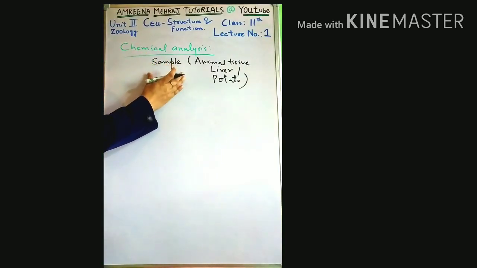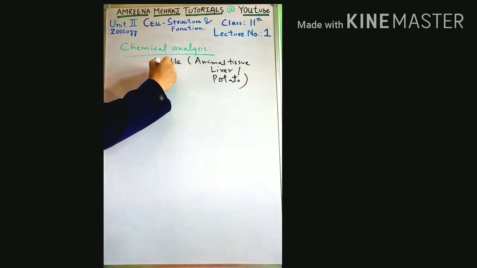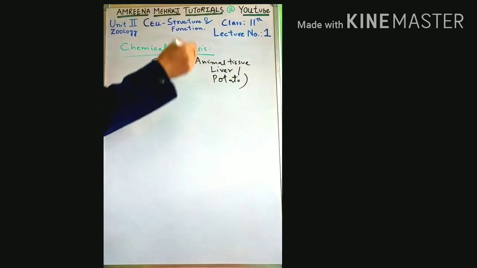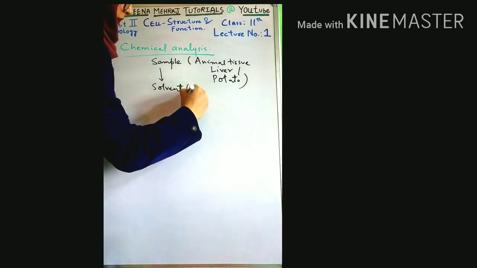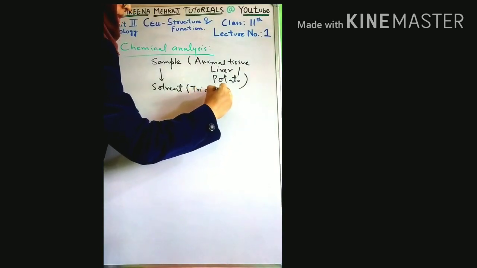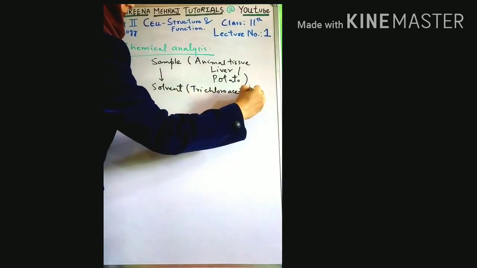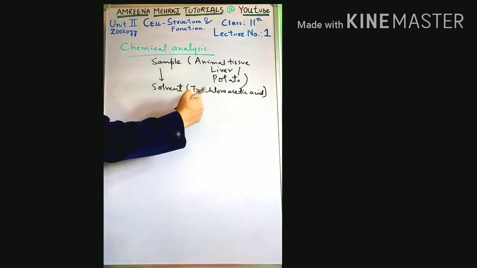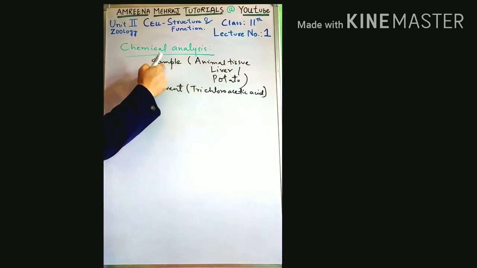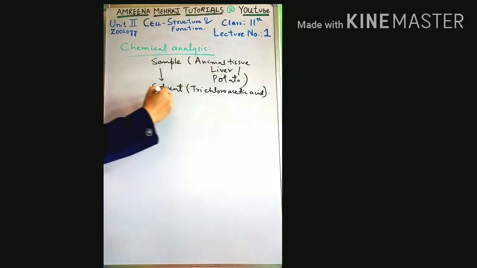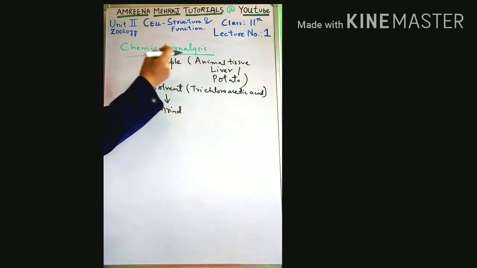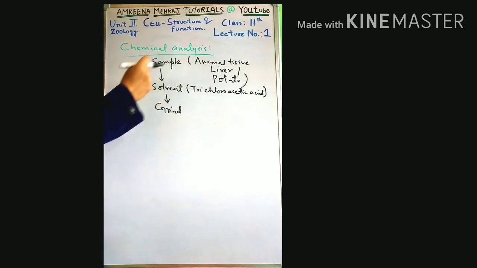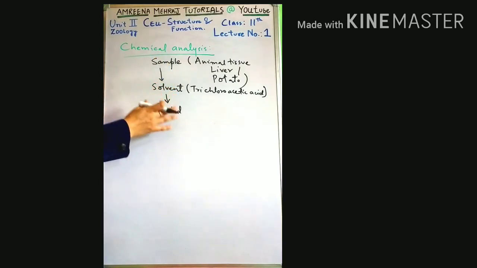So take this sample, let us take this liver sample. Then you are supposed to add a solvent to this sample. The solvent which we are using over here is trichloroacetic acid. So we are using this solvent and we are adding it into the sample. Then we will grind this tissue. So you are using this solvent and in this you are placing this sample, that is the liver tissue, and then you are grinding it. In a simple mortar and a pestle you grind it.